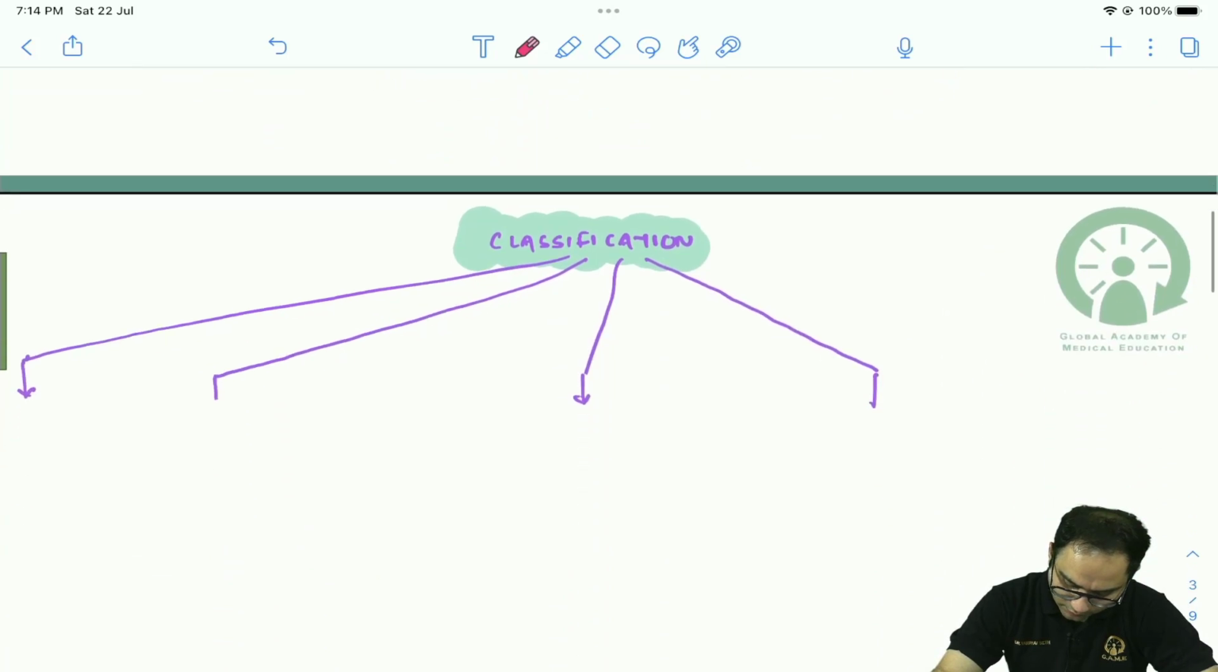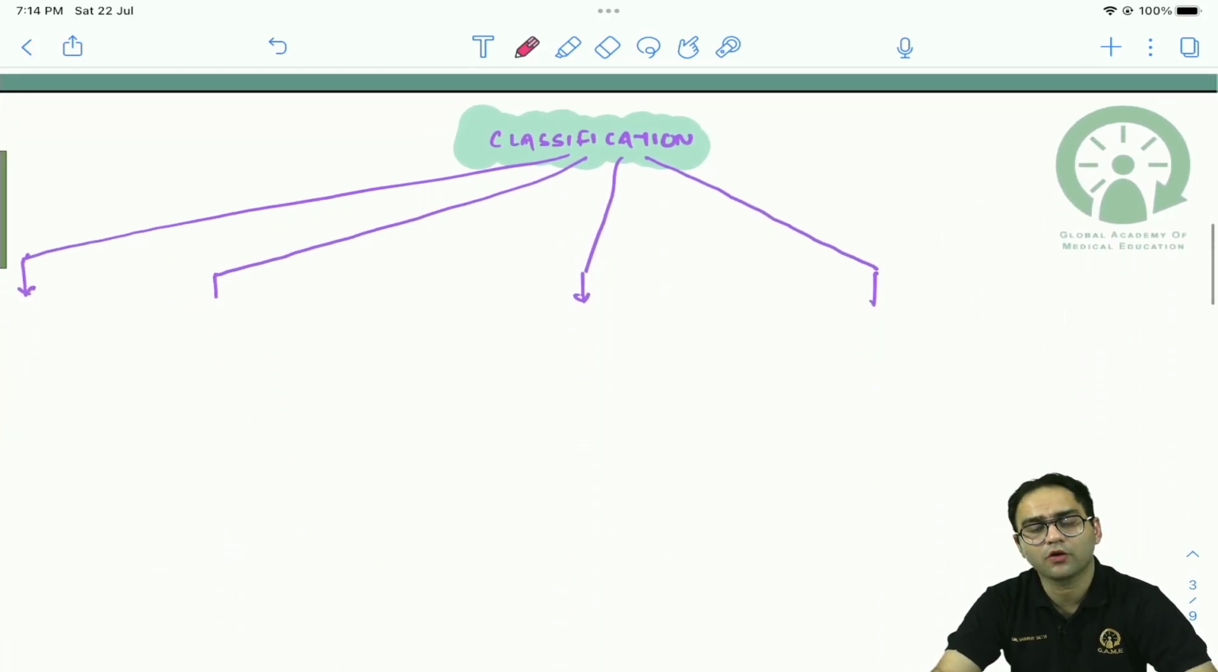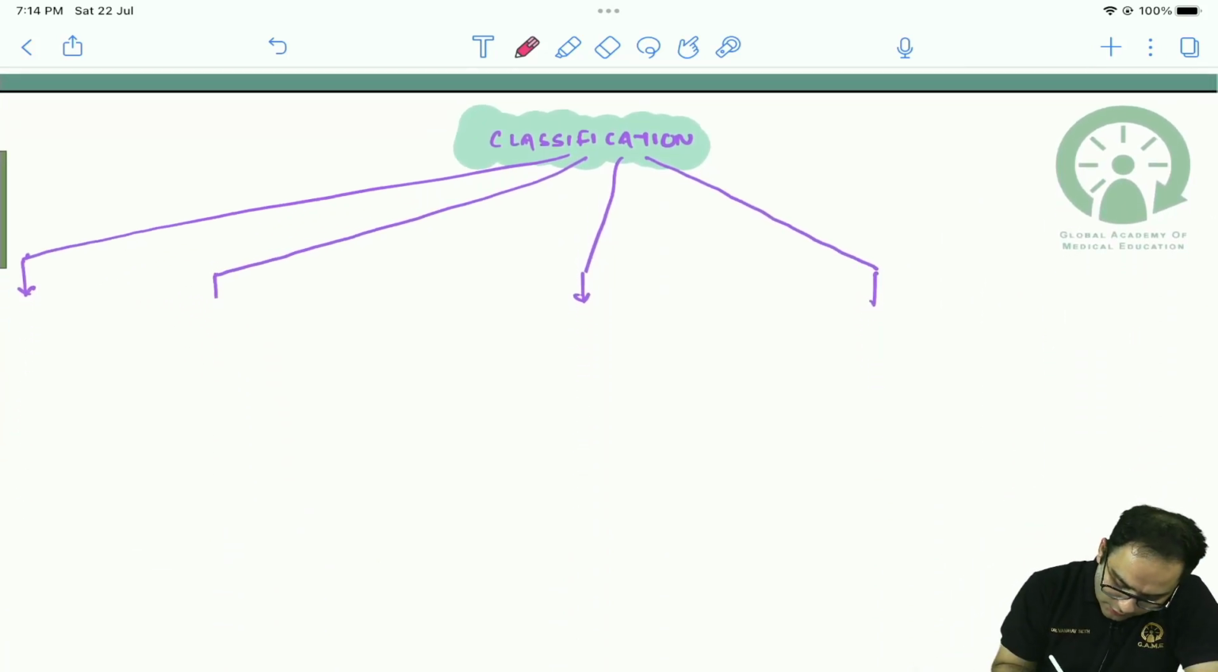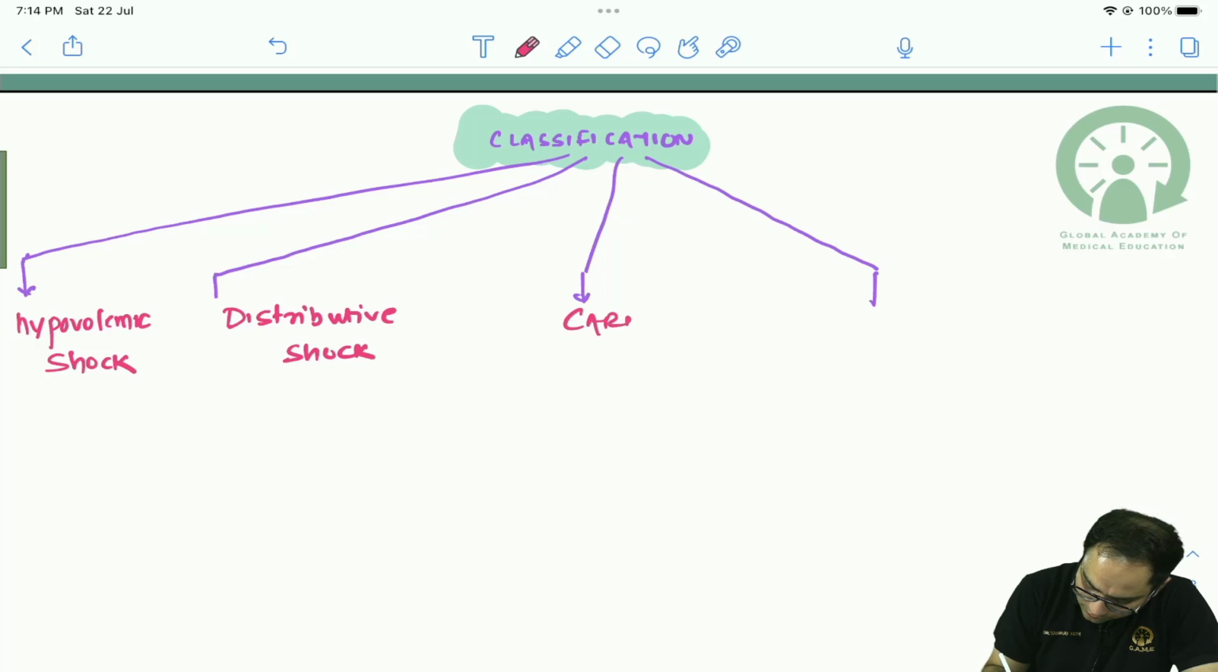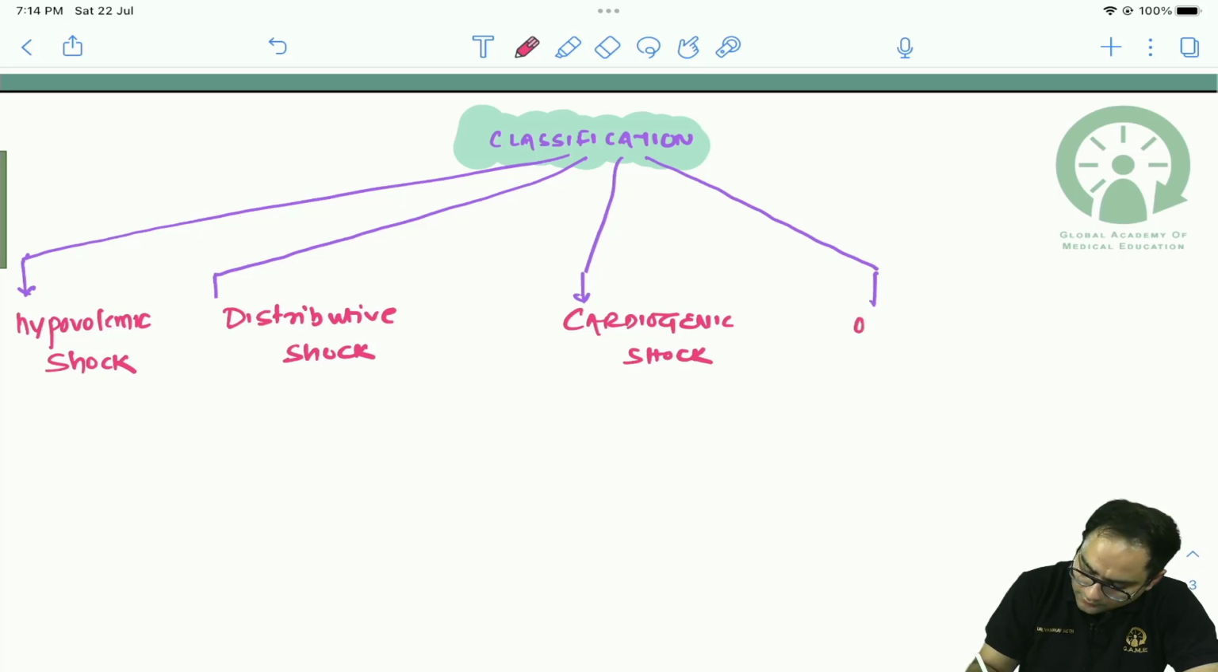Now what are the different types of shock that you encounter, right? You have hypovolemic shock, distributive shock, cardiogenic shock, and obstructive shock.